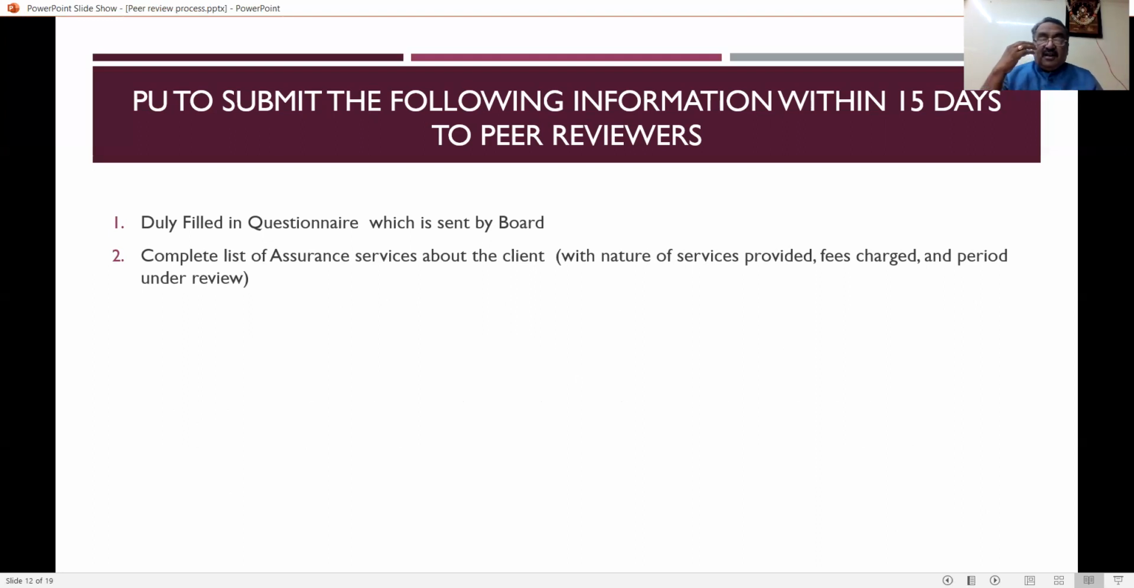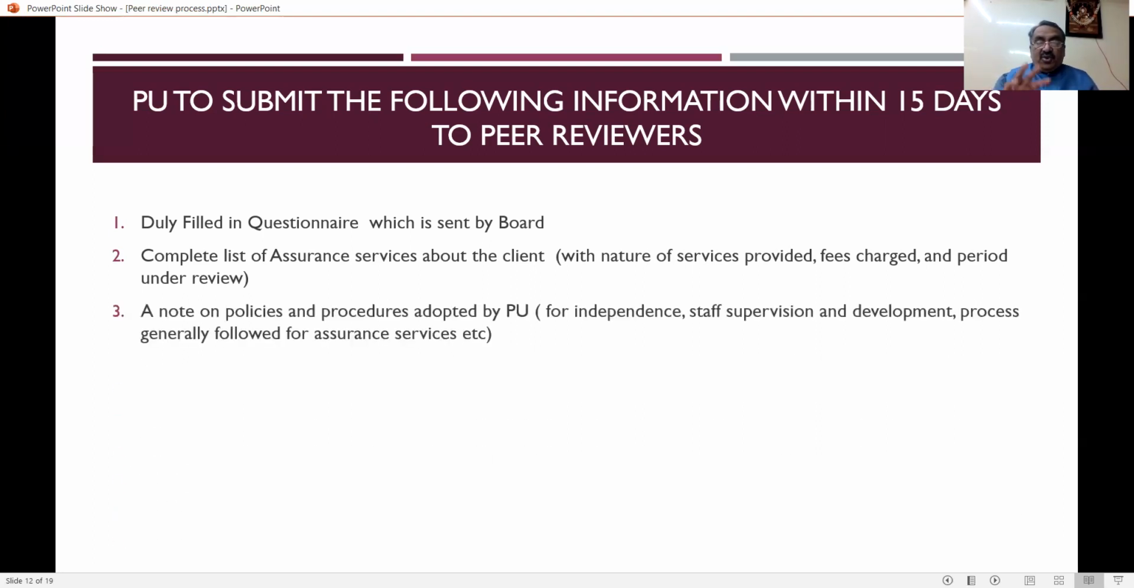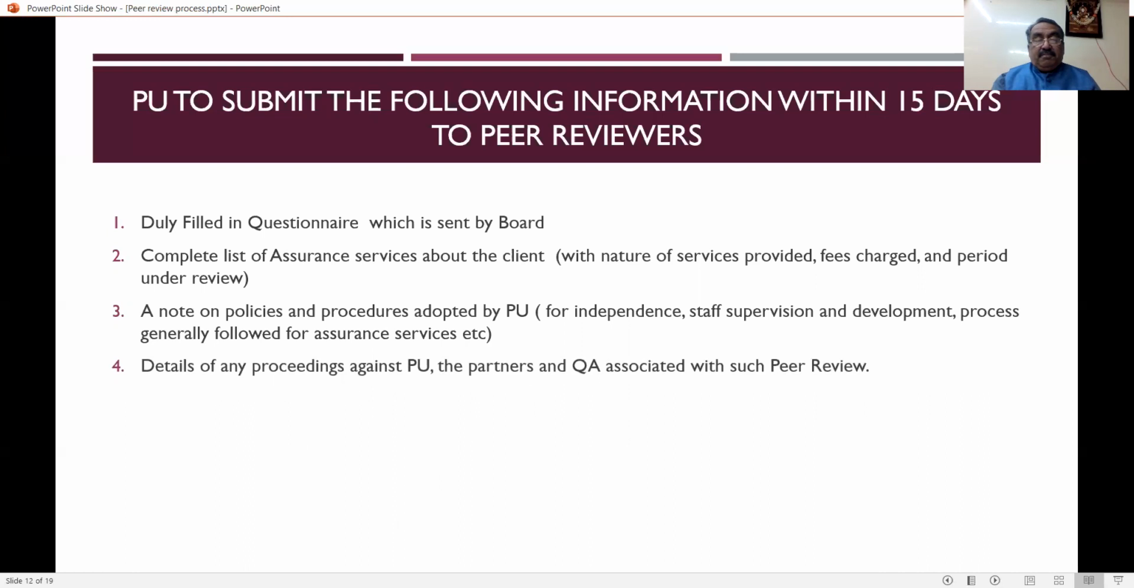Everything the practice unit has to submit to the peer reviewers. And the notes on policies and procedures adopted by the practice unit, that is for independence, staff supervision, and the development process generally followed for assurance services, etc. This is the policy based on which we are doing this practice. Everything has to be given in writing to the peer reviewers by the practice units. And the details of any proceedings against the practice units, the partners, and qualified assistants associated with them.